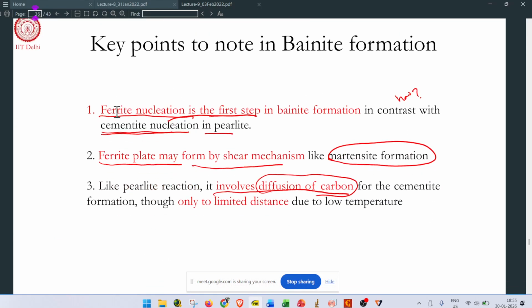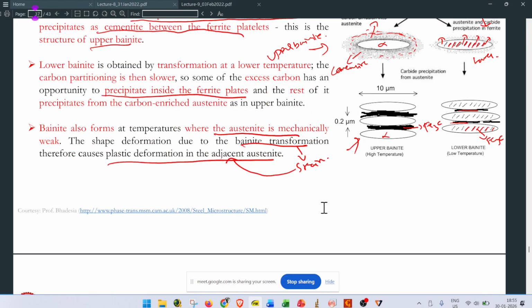Ferrite nucleation is the first step in bainite formation, in contrast with the cementite nucleation in pearlite. Ferrite plates are formed by a shear mechanism, as in martensitic formation.